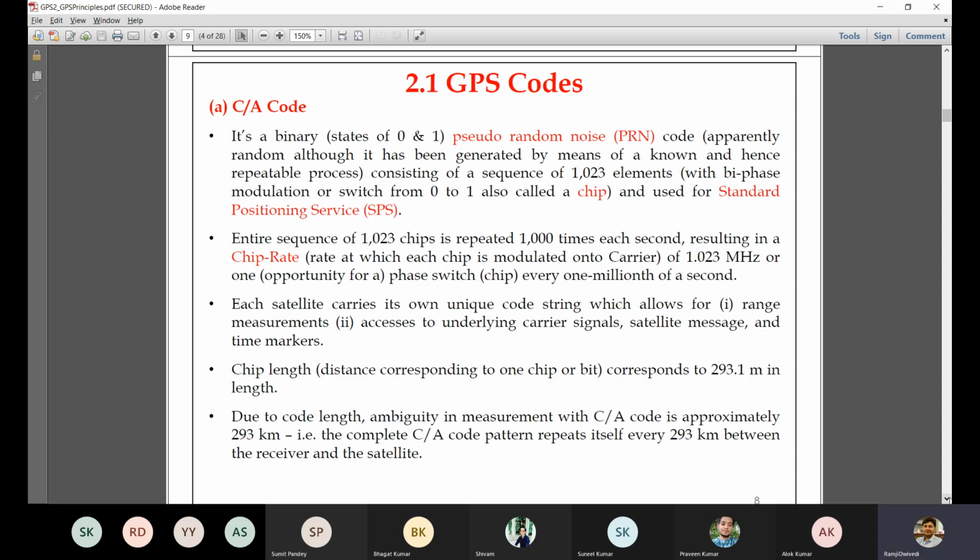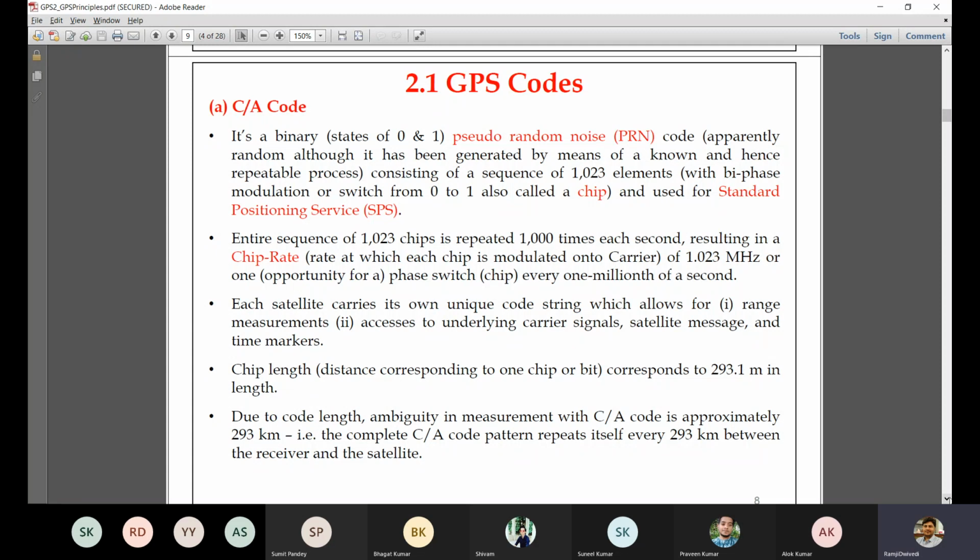So resulting in a chip rate of 1.023 megahertz, or one phase switch every 1 millionth of a second. Now, what do you mean by the phase switch? That phase switch means that whenever there is a change from 1 to 0, 0 to 1, there is a corresponding change of phase in the carrier. Imagine in your mind there is a sinusoidal carrier, and the moment there is a change from 1 to 0, it immediately shifts its phase.